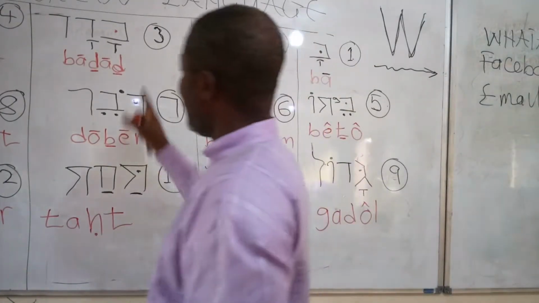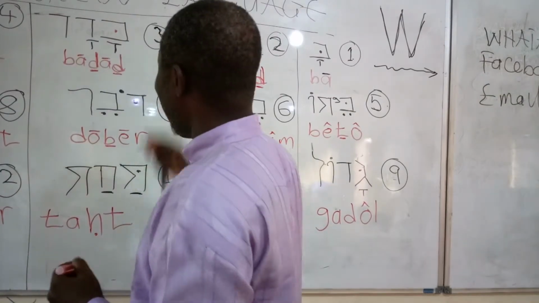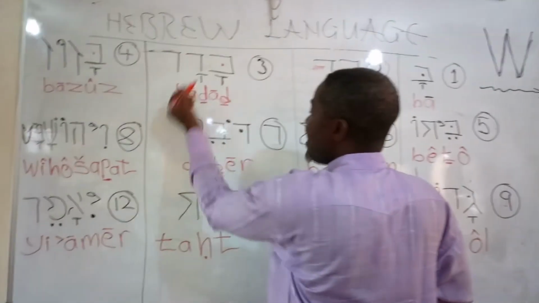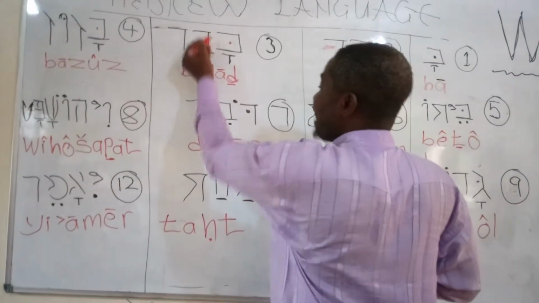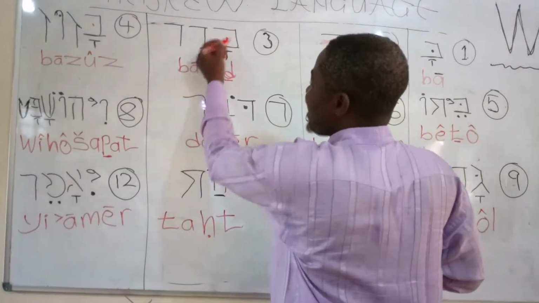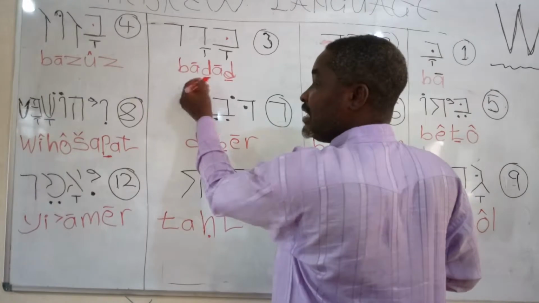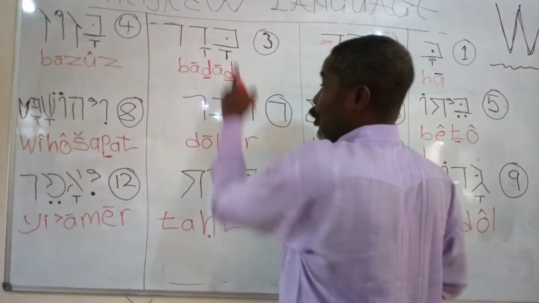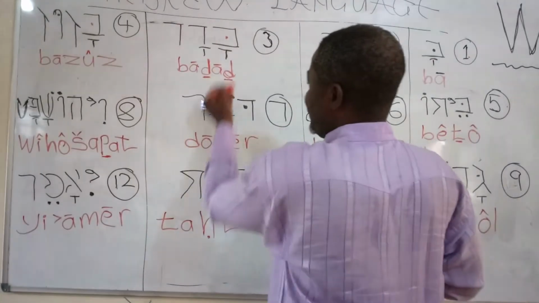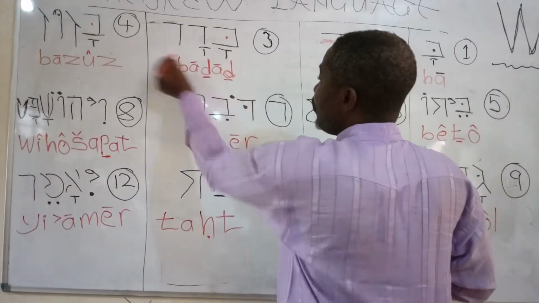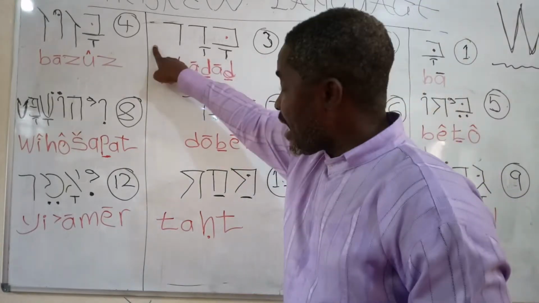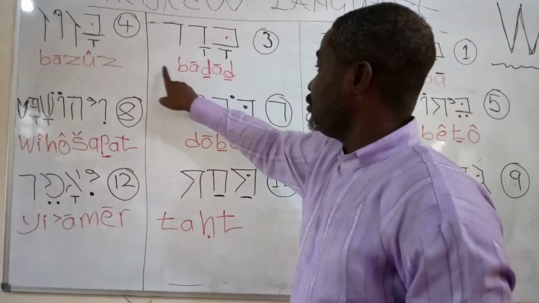Then the third one is called badad. You have bet, which is the B here, kamets, which is the long A, dalet, which is the D. It has no dot, so it has to have a line under. Then another kamets, which is a long A. Then dalet, which is a D, also with a line. So you have badad. In Hebrew you read this way, in English you read this way.